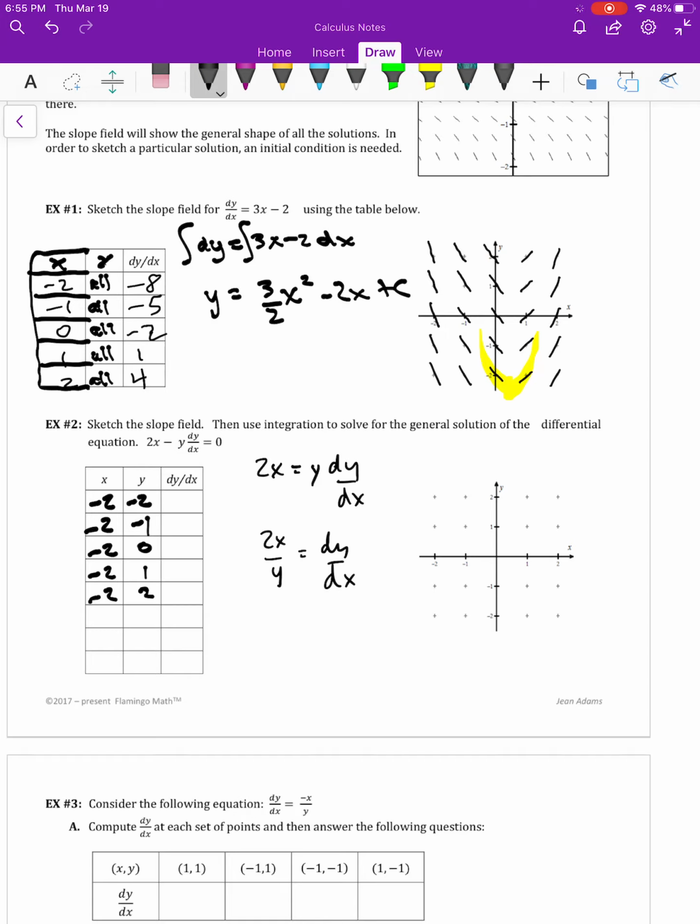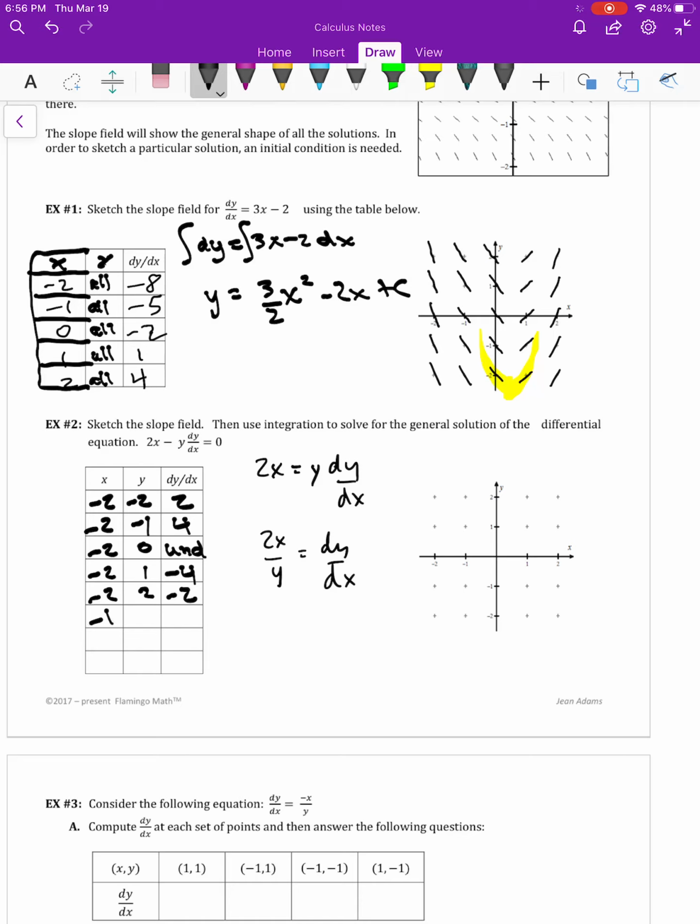But if I did (-2, -2), this would be a -4 on top divided by a -2, which would be a +2. If I did (-2, -1), this would be -4 over -1, which is +4. Look at this one, (-2, 0). If I put a -2 in for x and a 0 for y, this is undefined. So there is no slope there at that point. (-2, 1) gives me -4 over +1, which is -4. This is -4 over 2, which is -2.